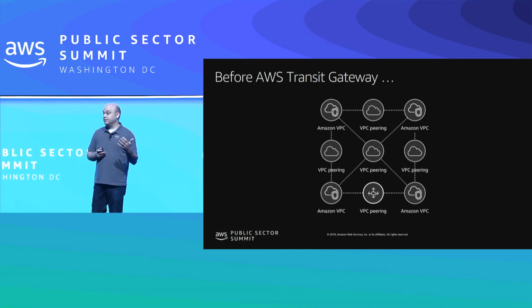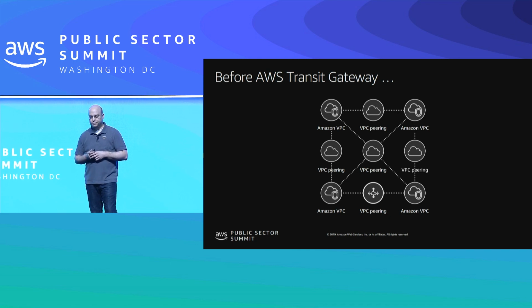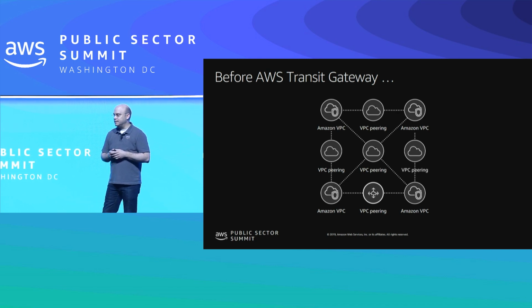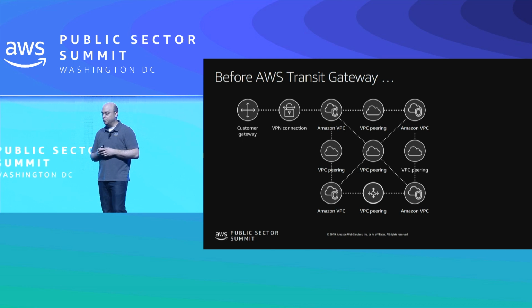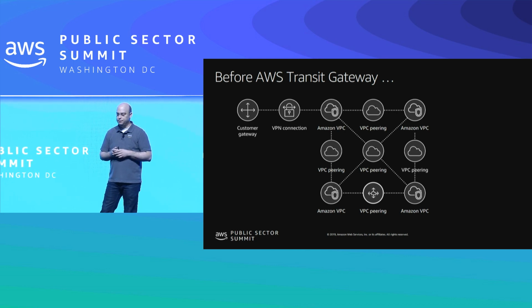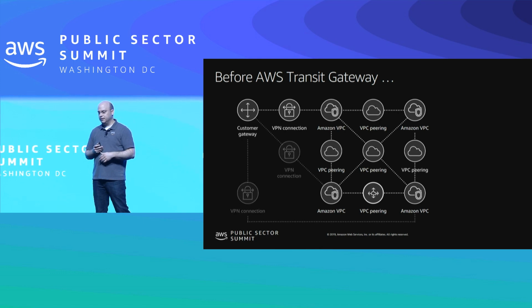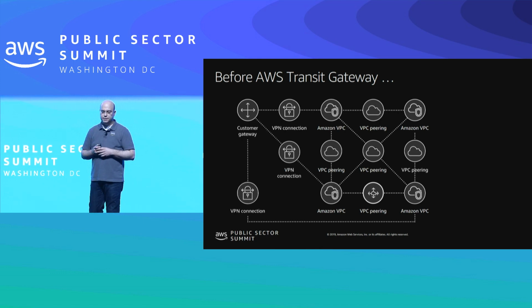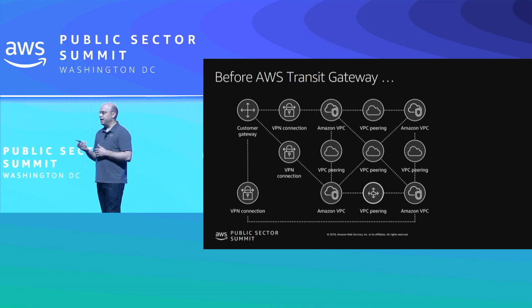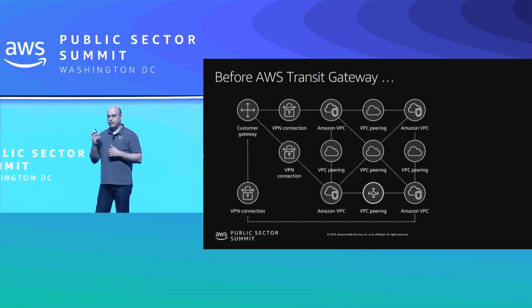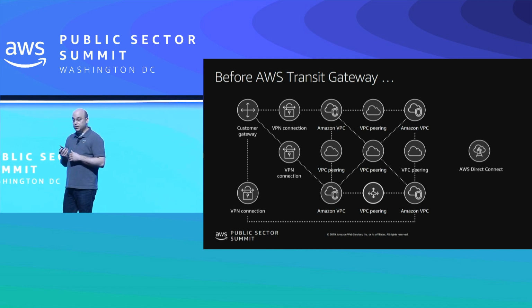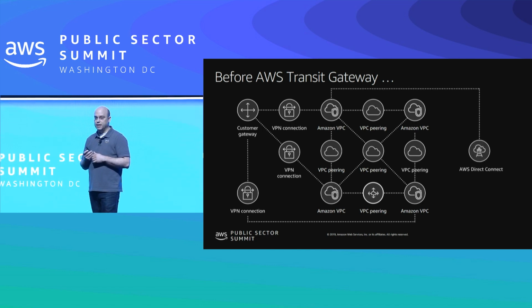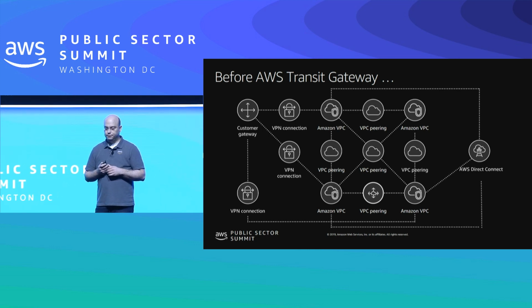But what about edge connectivity when you want to connect your on-premises infrastructure? Well, when using AWS site-to-site VPN, you create a customer gateway, then you define a VPN connection between that customer gateway and a virtual private gateway that's attached to your VPC. And then you need to go through that process for each VPC that you want to connect. Similarly, with AWS Direct Connect, you create a private virtual interface, or VIF, for each of the VPC virtual private gateways that you want to connect to.